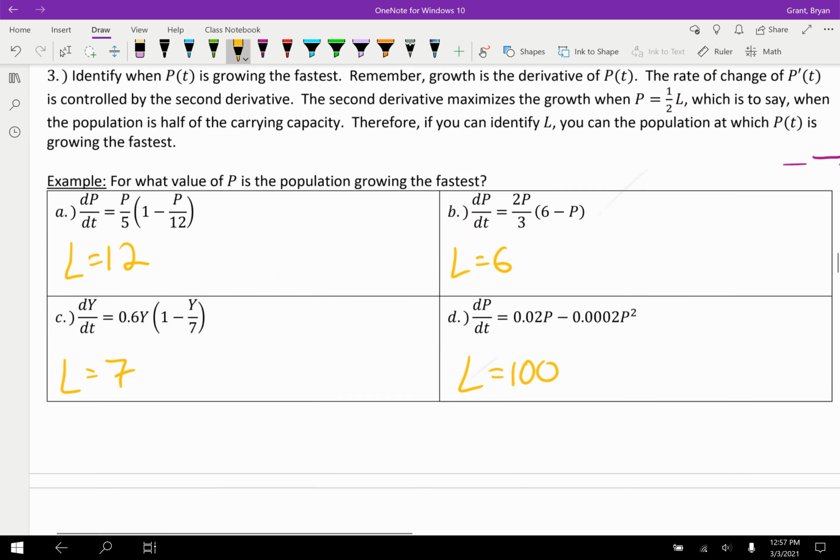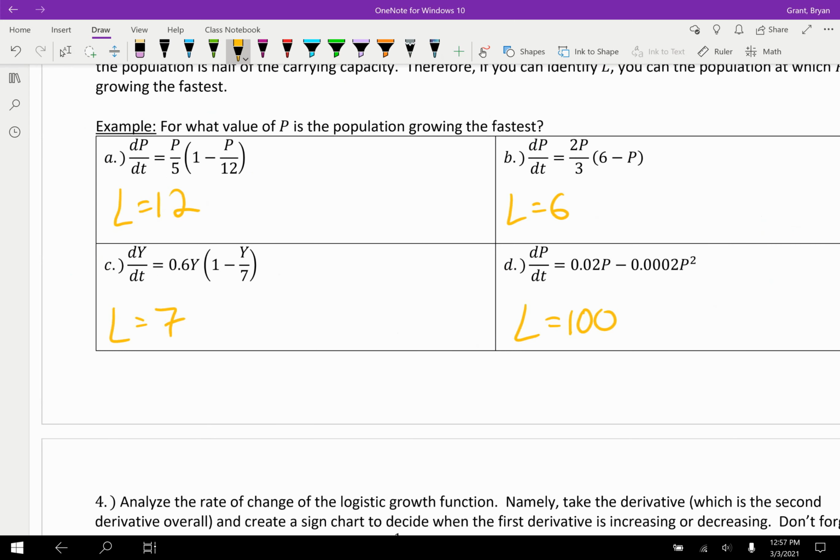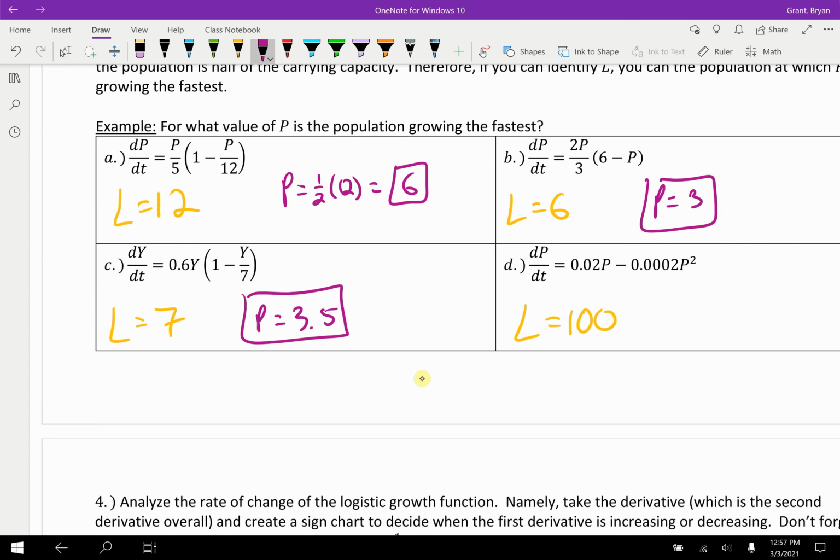And then let's determine the value of P where the population is growing the fastest. So that's just going to be half of the carrying capacity, which is 6. Or I think mental math-wise, this shouldn't be too bad, right? And there we go. Pretty darn easy if you know what they're asking you.